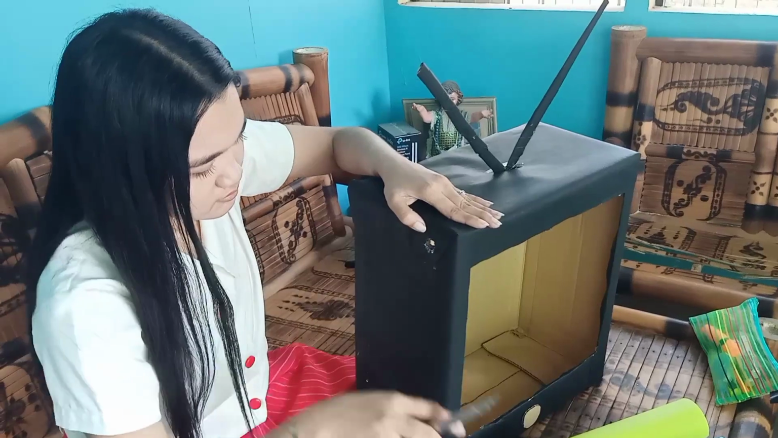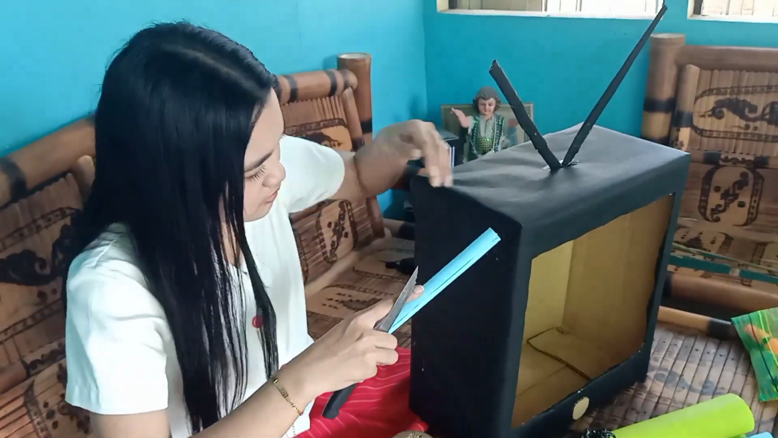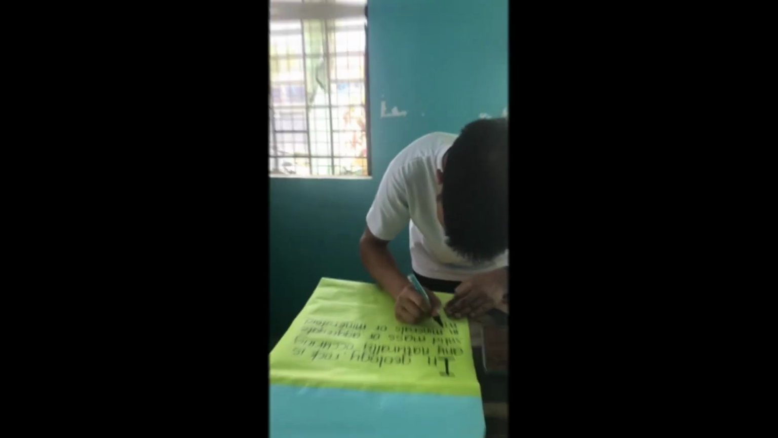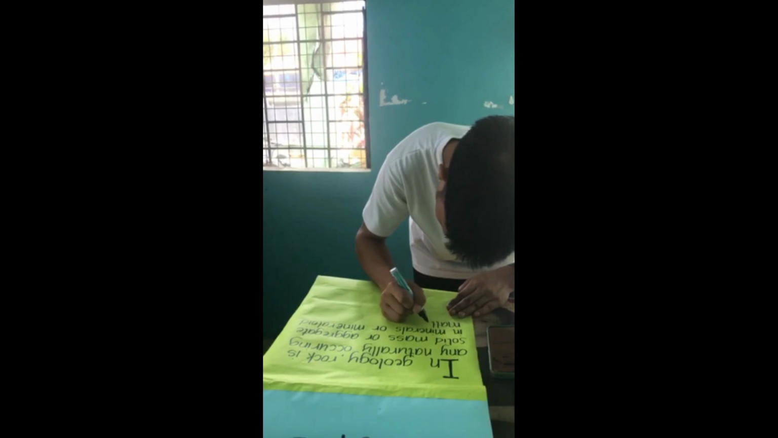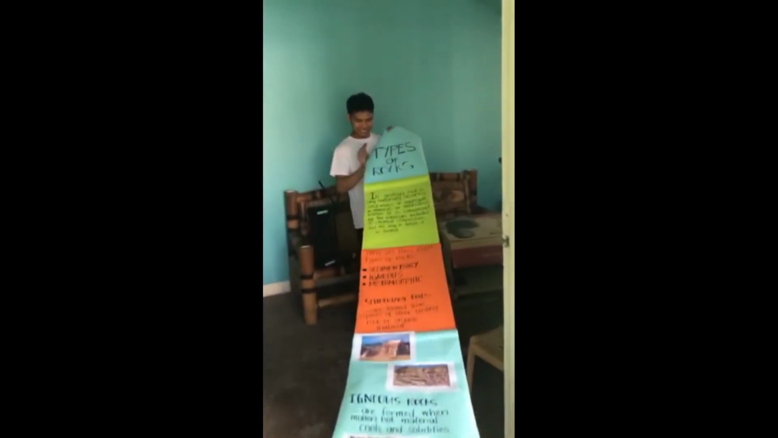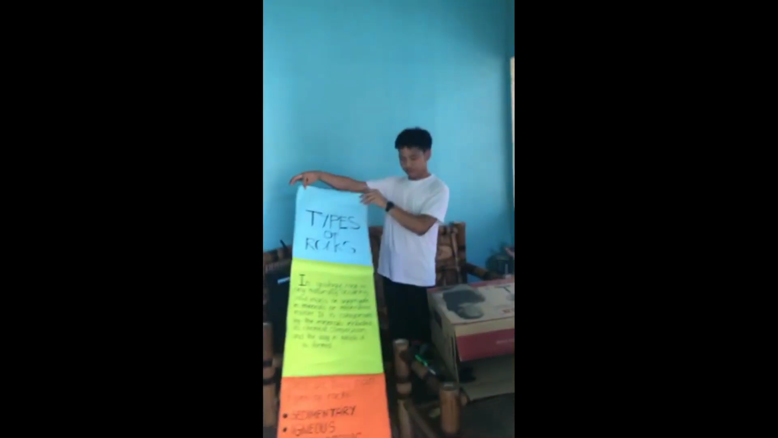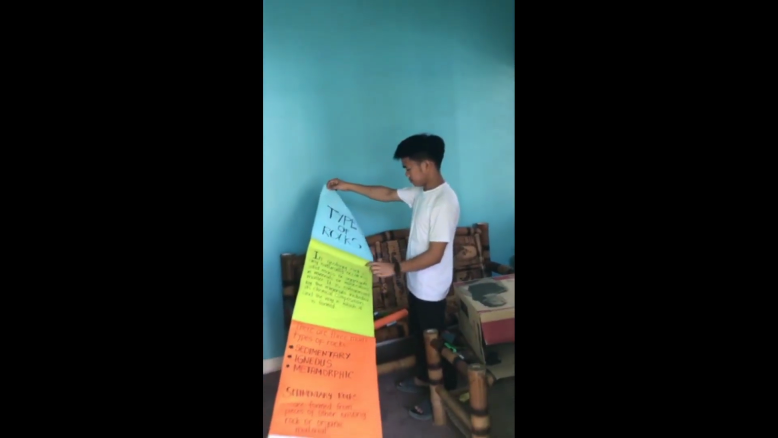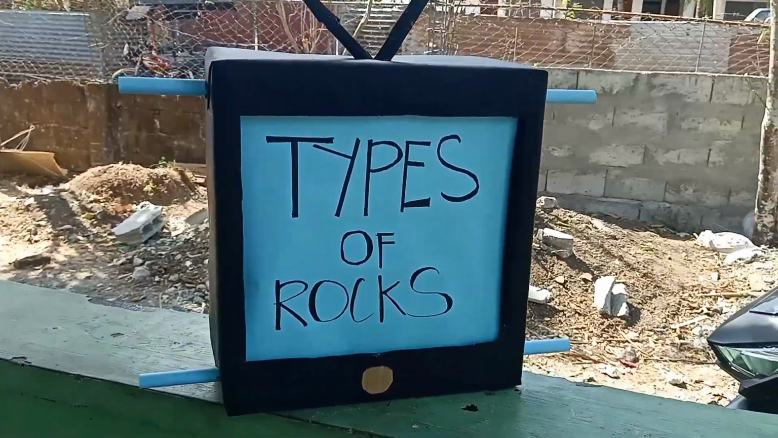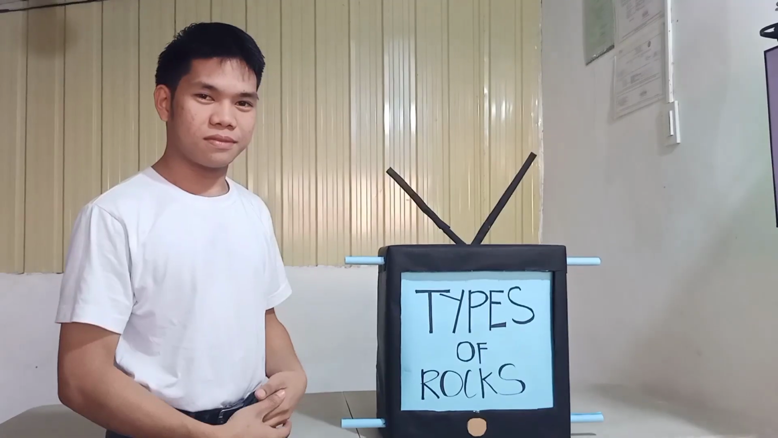We create a hole in both the upper and lower sides. These holes serve as the pillars of the improvised screen. If everything is done, we will proceed to writing our content. The last thing that we need to do is to roll this content inside our improvised TV. And voila! This is now our improvised TV showcasing the types of rocks.